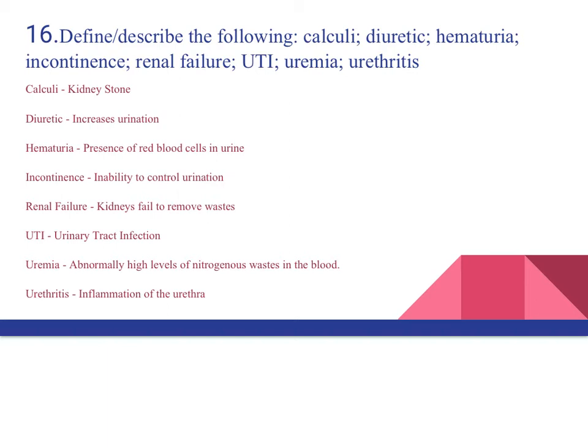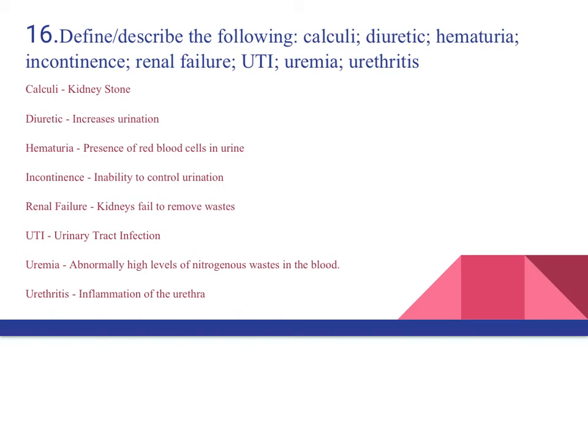Renal failure, the kidneys fail to remove waste, so they probably have a very low specific gravity. A UTI is the short way of saying urinary tract infection, usually due to a bacteria. Uremia, remember the emias have to do with abnormal conditions. Ur refers to urine, so abnormally high levels of nitrogenous waste in the blood.